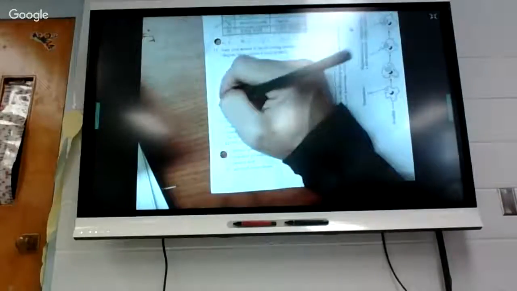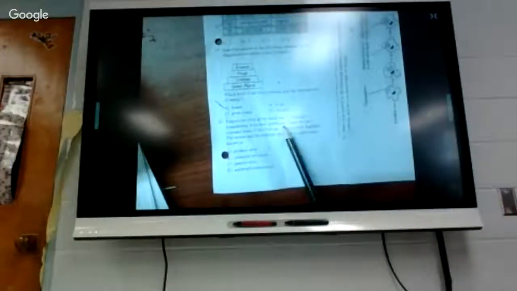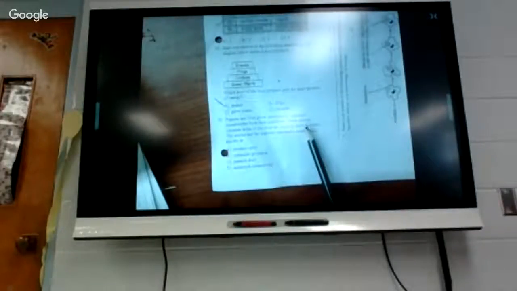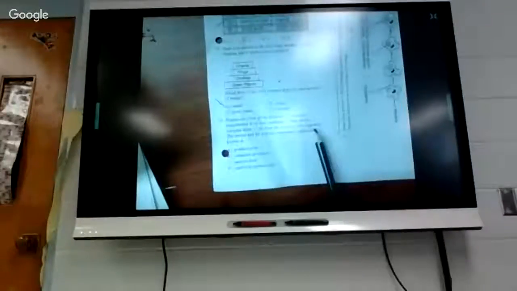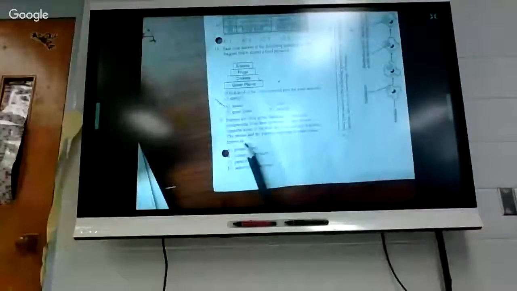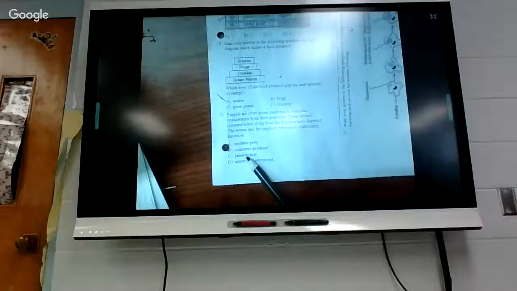Puppies are given medicine to eliminate roundworms from their intestines. Y'all know that. That's how you deworm puppies. These worms consume some of the food the puppies have digested. The worms represent what type? They're not eating the host, it's C. Yeah, parasite. You're right.